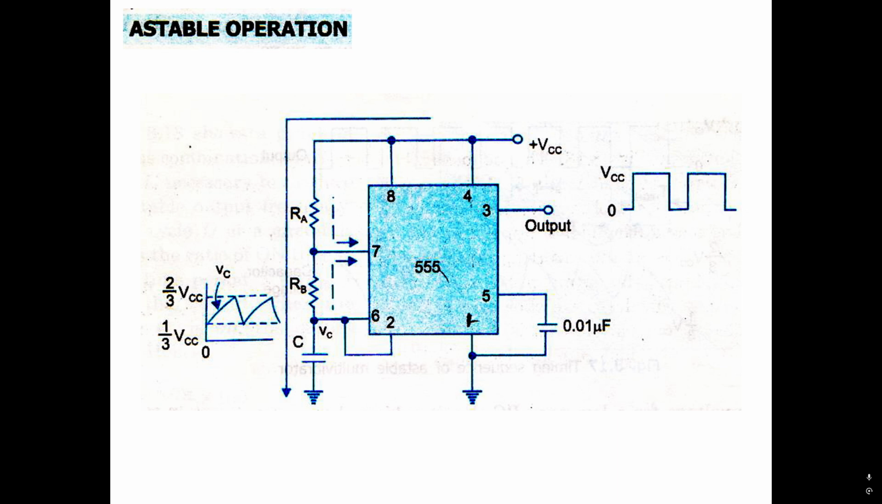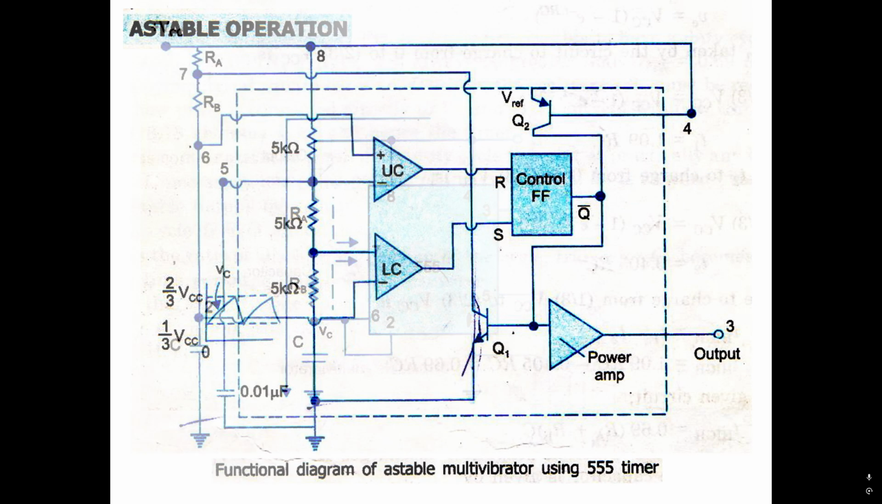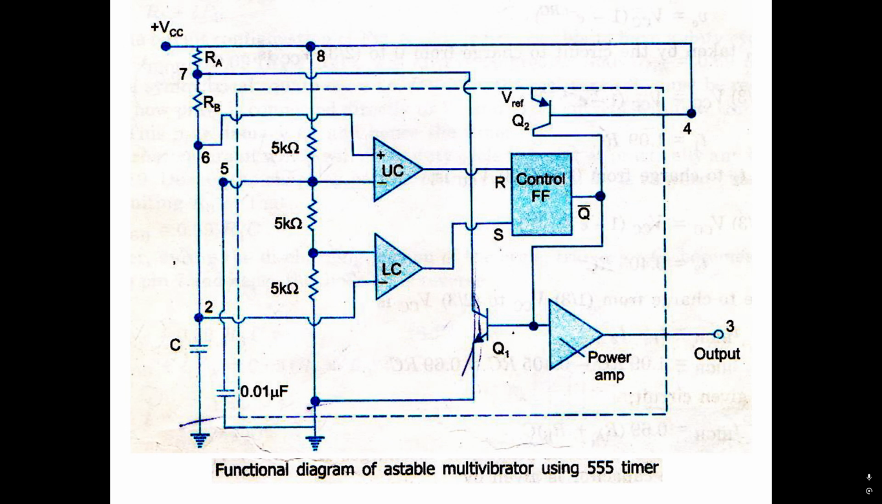Next we have astable operation. So this is the connection for astable operation. Here we have RA, RB and capacitor C. So this is the functional diagram of an astable multivibrator using the 555 timer. So the functional diagram, what is inside.